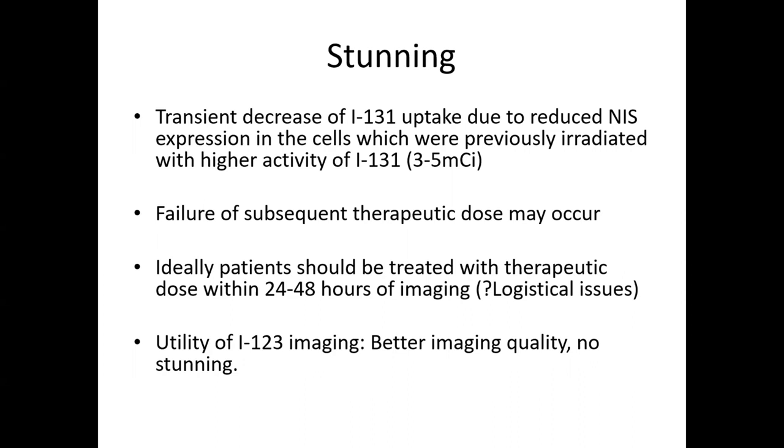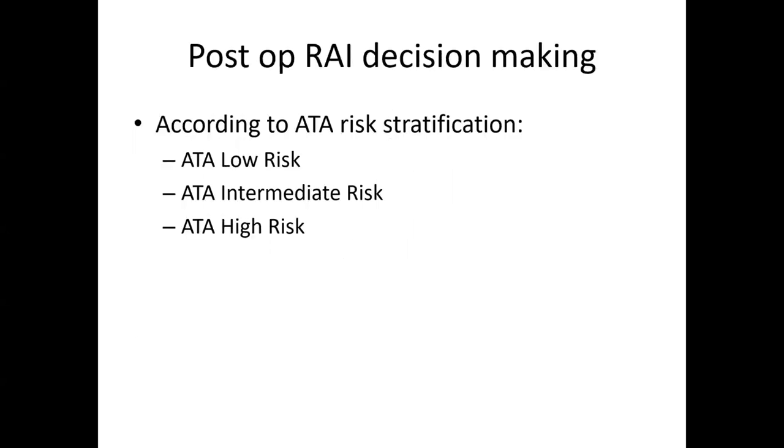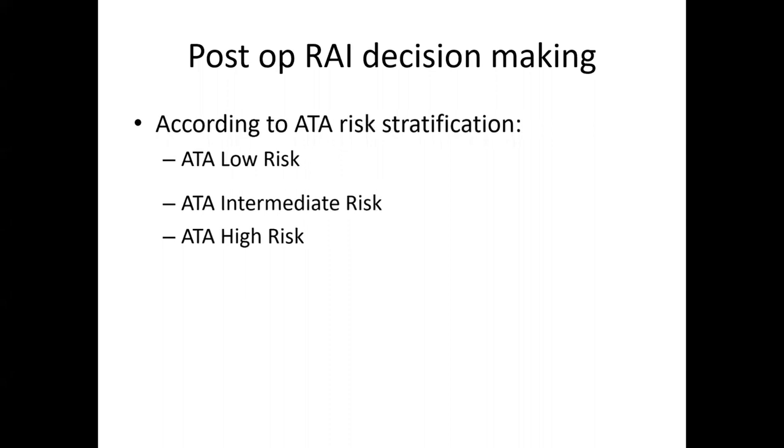In our center, we have planned to acquire a cyclotron, and our cyclotron, when it comes, will be the first in India to be able to synthesize I-123. So post-op, when the patient comes, how do we decide for radioactive iodine treatment? First, we'll stratify the patient according to ATA risk groups, which everybody knows: ATA low, intermediate, and high risk.